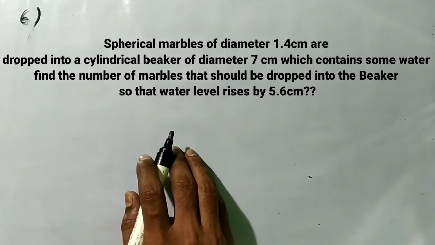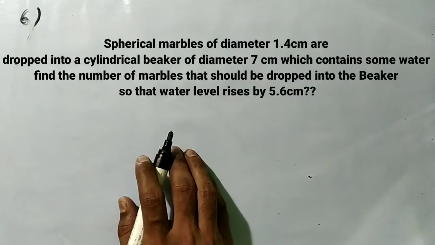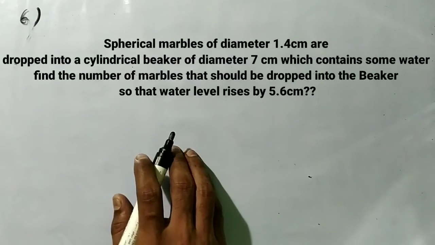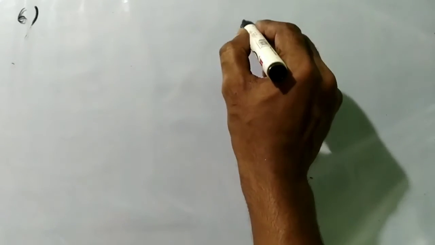Sixth one: spherical marbles of diameter 1.4 centimeters are dropped in a cylindrical beaker of 7 centimeters diameter, which contains some water. Find the number of marbles that should be dropped into the beaker so that the water level rises by 5.6 centimeters. Here there is a beaker.